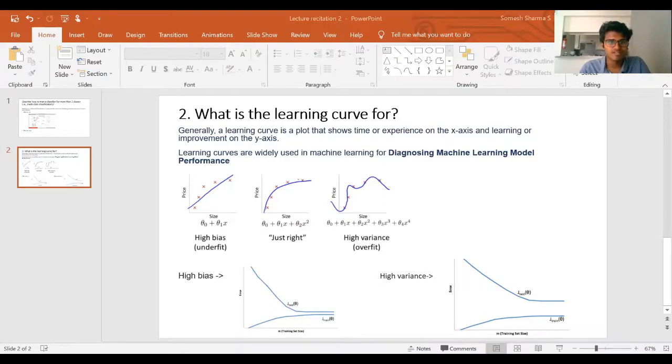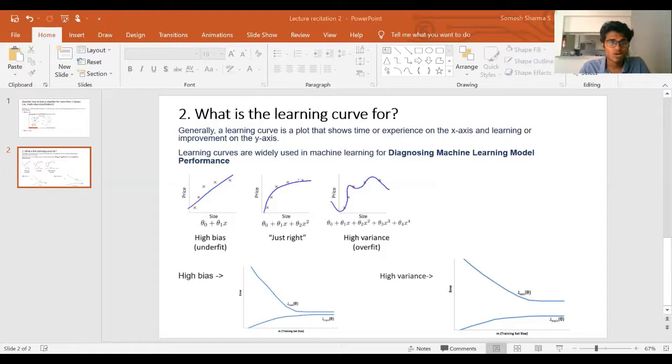Before that, let me give a small introduction. What is a learning curve? Generally, a learning curve is a plot that shows time or experience on the x-axis and learning or improvement along the y-axis. So we generally have time on the x-axis and performance or improvement, what we call the learning, on the y-axis. This plot is generally called a learning curve.